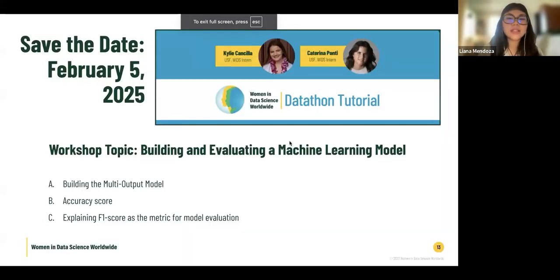Machine learning specifically, the details of it and how it's going to work in this datathon, will be the main topic for our third and last workshop on February 5, 2025. This workshop will be on how to build your multi-outcome machine learning model. We're going to talk more about our accuracy score and also explain the F1 score as the metric for our model evaluation. So this will be our last workshop, and we hope that we'll see you there as well.